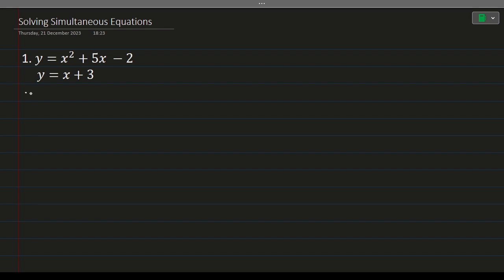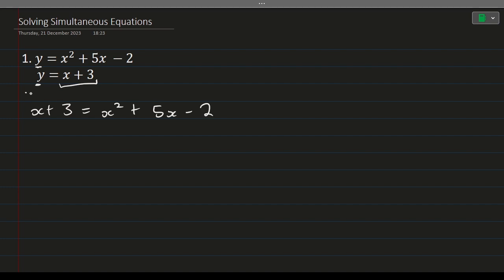In this case, y is already the subject of the formula in the linear equation. So we can substitute y with x plus 3 in the quadratic equation. So this would become x plus 3 is equal to x squared plus 5x minus 2.